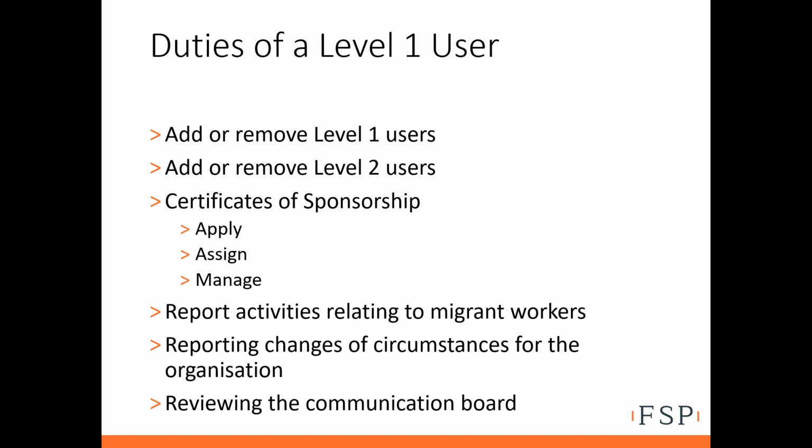Finally, because they have access to the SMS, the Level 1 users also have visibility of the communication board, which the Home Office use to provide updates and guidance on license management, as well as for flagging any ongoing issues with the system. Level 1 users should keep an eye on this and report back to their authorizing officer on any areas of concern or interest which might affect the company's license or their ability to recruit migrant workers in the short term.